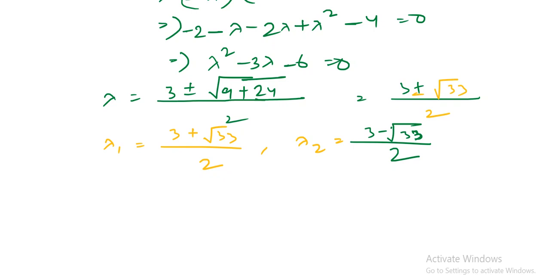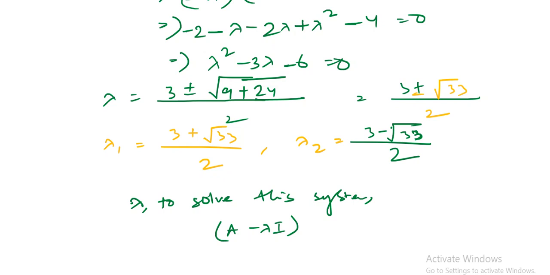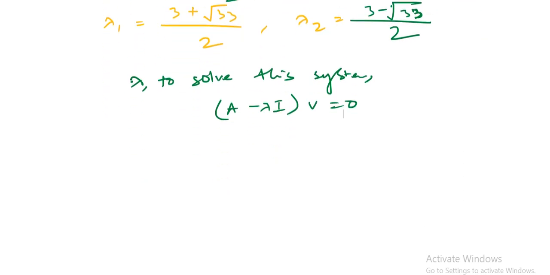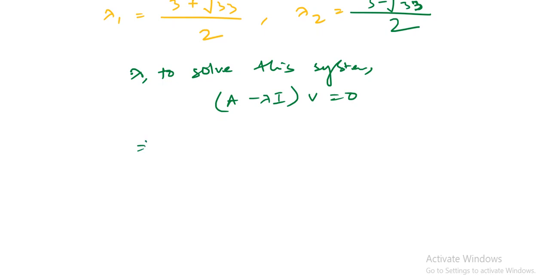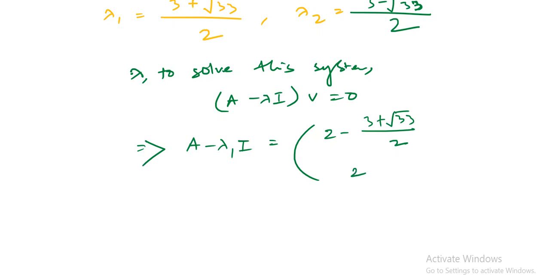Now find the eigenvectors corresponding to these eigenvalues. For each eigenvalue lambda, to solve this system, A minus lambda I into V equals 0. For lambda 1, A minus lambda 1 I is the matrix 2 minus (3 plus root 33) by 2, 2, 2, minus 1 minus (3 plus root 33) by 2.